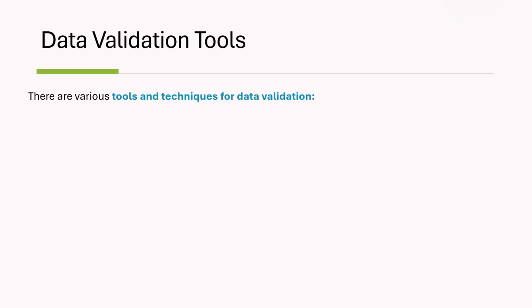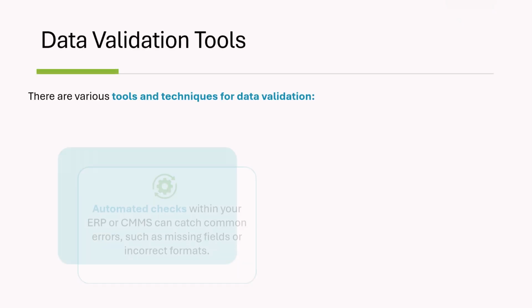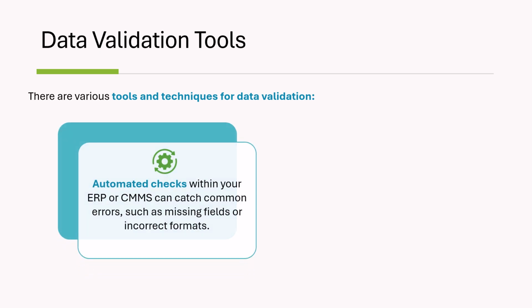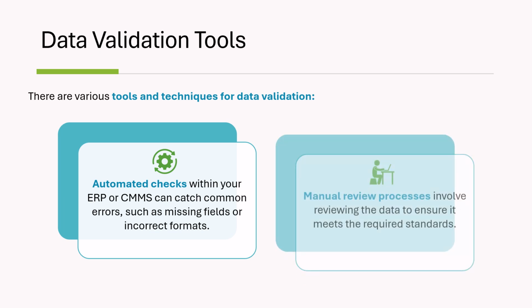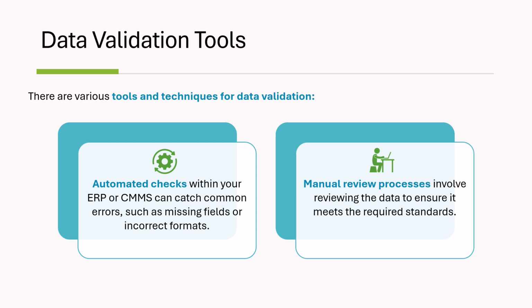There are various tools and techniques for data validation. Automated checks within your ERP or CMMS can catch common errors such as missing fields or incorrect formats. Manual review processes, on the other hand, involve a data steward or another responsible person reviewing the data to ensure it meets the required standards. Automatic checks can be very useful to ensure data consistency upon entry, but you'll likely still need to incorporate some level of manual review in your organization for the continual review of overall data quality.